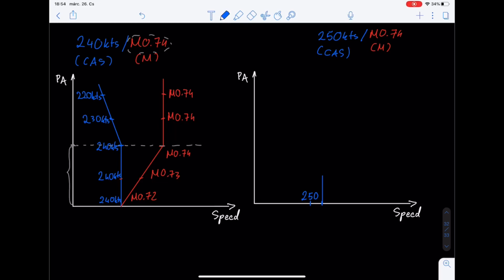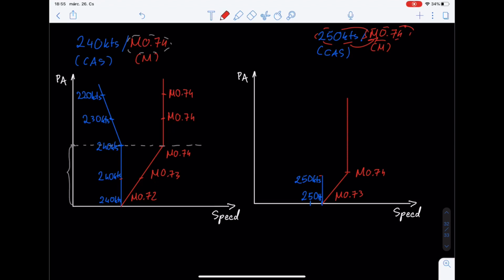250 knots. So I begin with the Mach number from, let's say, 0.73. And at the next stage, I'm still maintaining 250 knots calibrated, and the Mach number I reach is 0.74 at this point. So I've already reached my Mach number which I needed to reach, so I go from maintaining the 250 knots calibrated to the 0.74 Mach number.